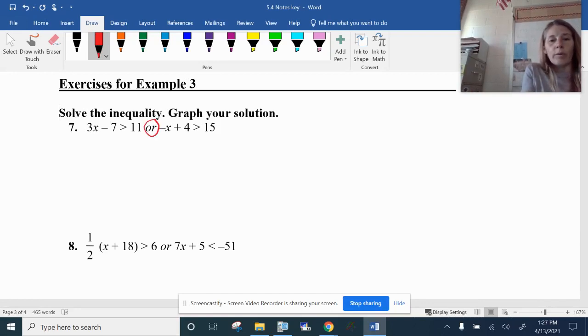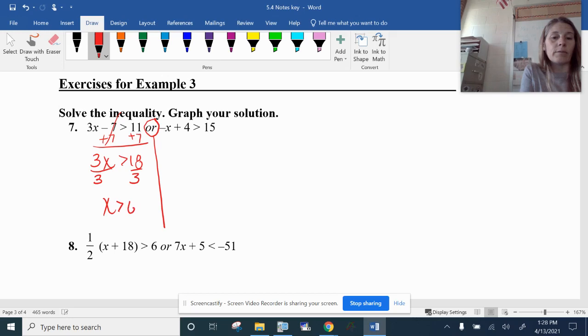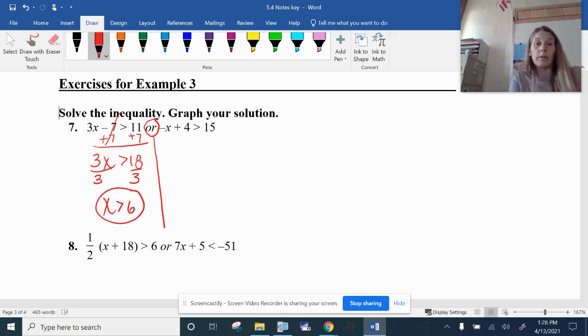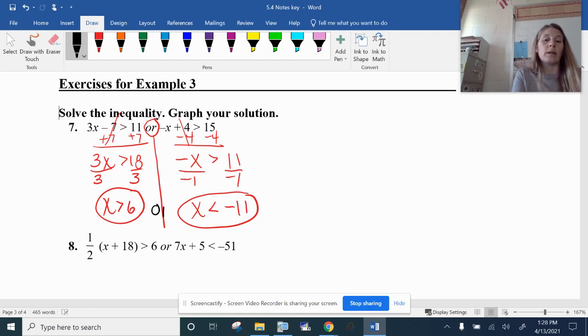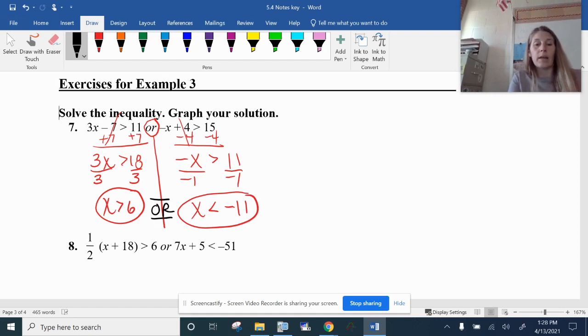Okay, so here's an OR problem. I'm going to separate it and solve them individually. So the first half here, I'm going to do 3x is greater than 18, dividing by 3, and I get x is greater than 6. Then I'm going to do the other side, having nothing to do with the first side I did, subtracting 4. I have negative x is greater than 11. And then I have to divide by that negative 1, keeping in mind that you need to reverse your inequality sign. So now this means I have x is greater than 6 or x is less than negative 11.